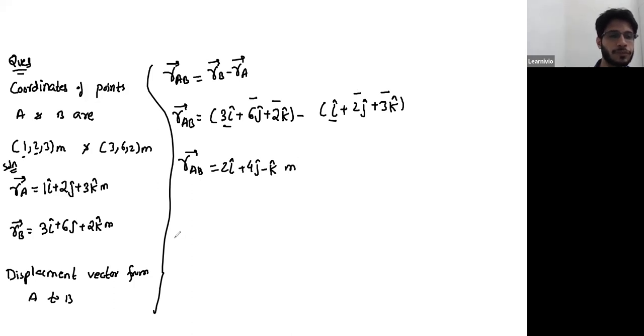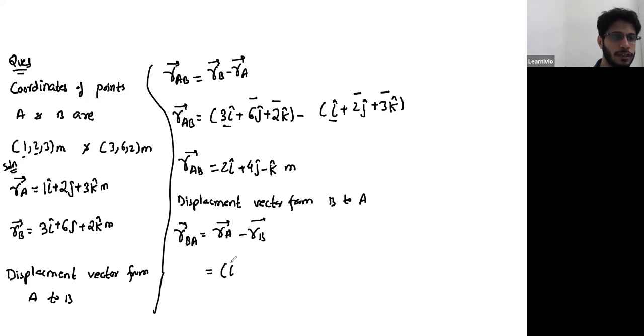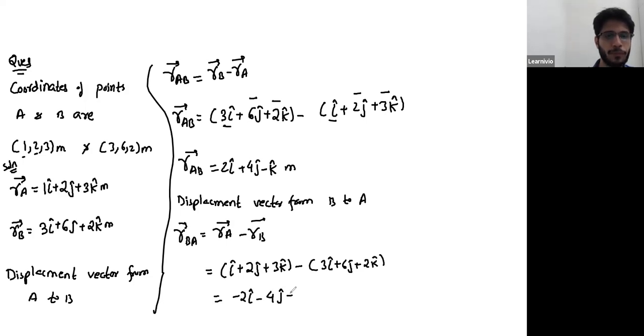Oh, minus. And if I ask you to calculate the displacement vector from B to A, from B, RA vector is RBA. That is RA minus RB. So RA is I cap plus 2j cap plus 3k cap, which is 3I cap plus 6j cap plus 2k cap. So it comes out to be minus 2I cap minus 4j cap plus k cap meter. Okay, just note it down. Then we will start polygon law.